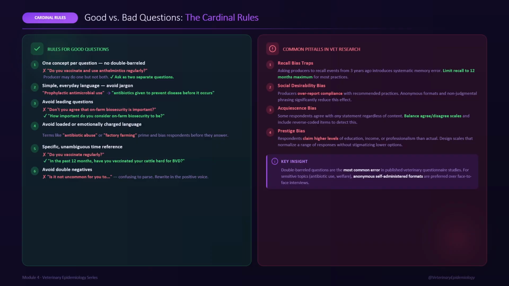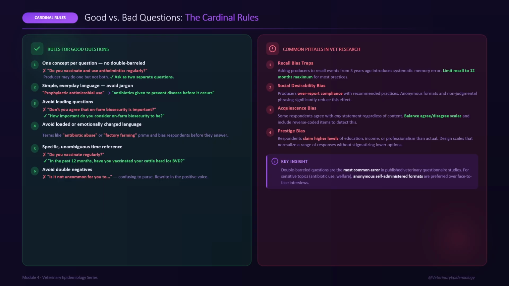About question wording, because this is where even very experienced researchers slip up. The golden rule is simple: use plain, everyday language. Avoid jargon and technical terminology your respondents may not know, and write at an appropriate reading level. Prophylactic antimicrobial use becomes antibiotics given to prevent disease before it occurs. Meet your respondents where they are.